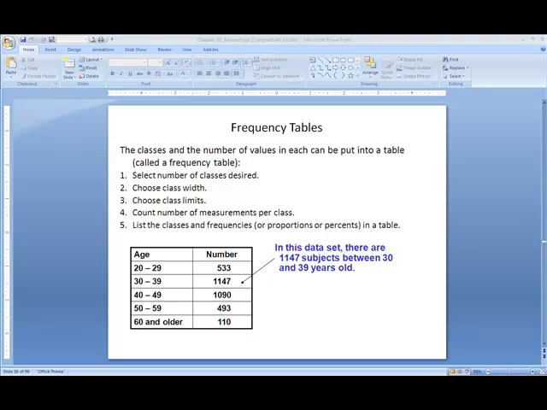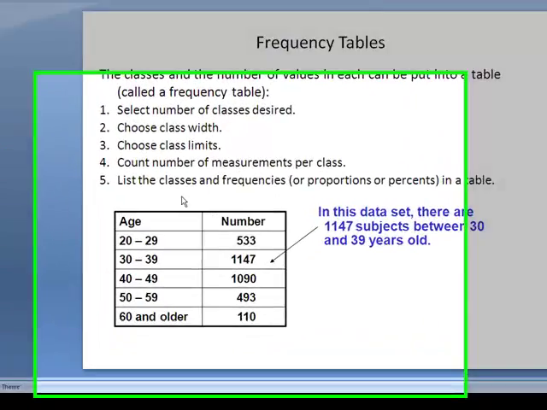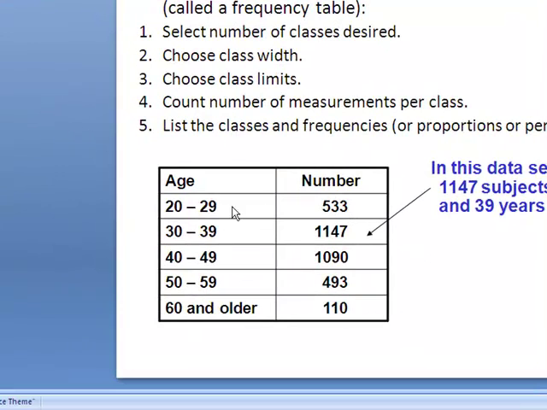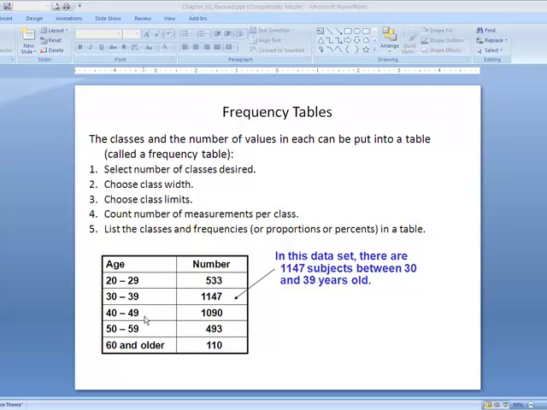Now, many of these are interrelated. In other words, if I choose the class width, that's going to determine what the limits are, and it will also determine the number of classes that we desire. So those kind of go together. Here in this particular example of age, we had a sample of 3,373, and each of the data points in that sample went into one of these 5 categories. Someone that was age 45 would go into this category right here. A person that was age 50 or 55 would go into this category right there.